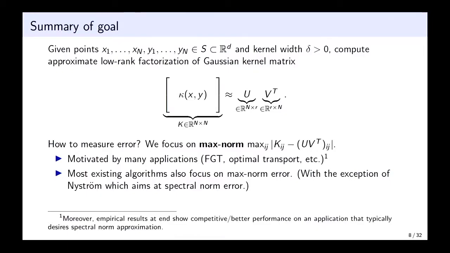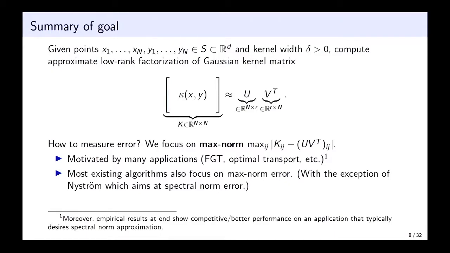For many of these applications, what we really want is to control the entrywise error. What we really want is to produce some kind of low-rank factorization that has a small entrywise error with respect to the original kernel. Or if you think in terms of matrices, you want to produce a low-rank matrix in such a way that the L infinity error between your matrix and K is as small as possible.